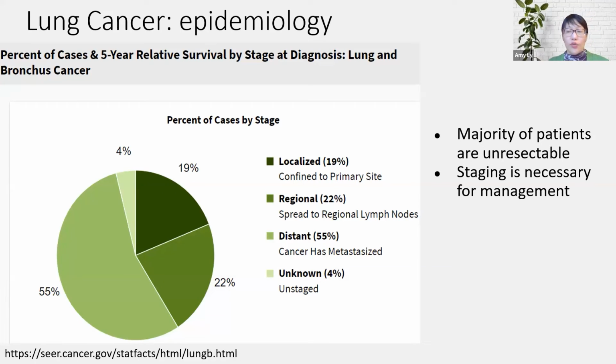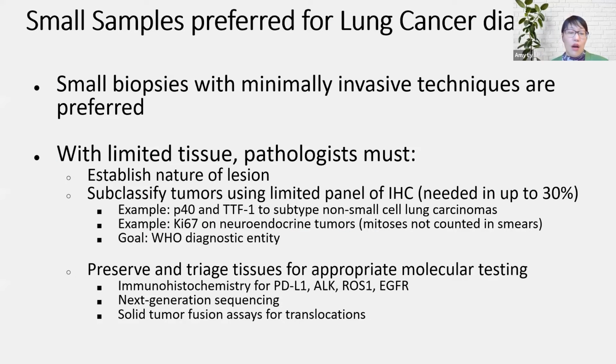So now we're going to move on to our last area of discussion, the lung. The majority of lung cancer patients are unresectable at the time of presentation, with most patients already showing spread to either regional lymph nodes or distant sites. However, we still need to stage them appropriately in order to accurately get them their clinical management. And currently, small samples are the preferred method for lung cancer diagnosis, as they are minimally invasive, safe, and we have a long demonstrated track record of success with diagnosing using small biopsies.